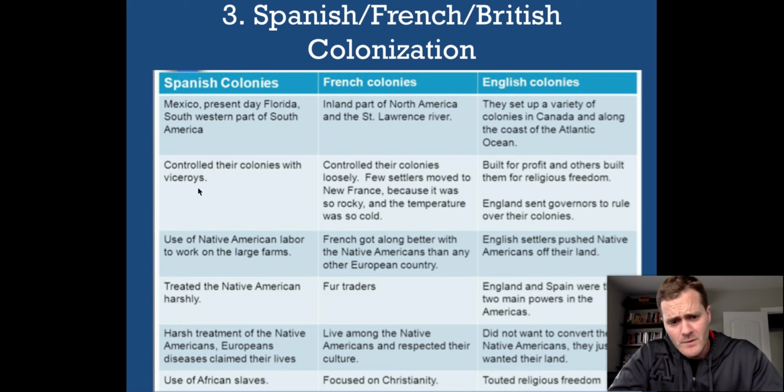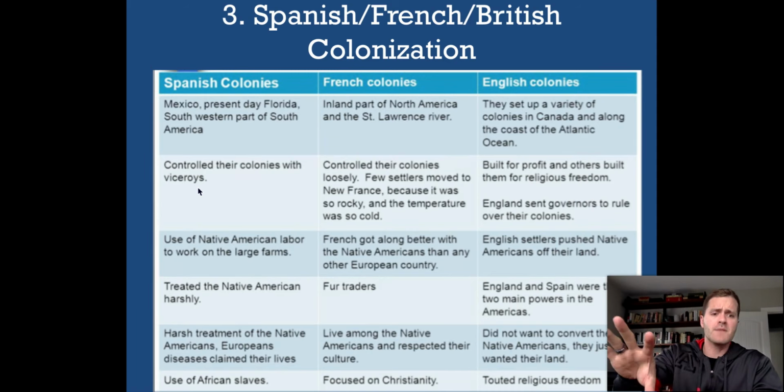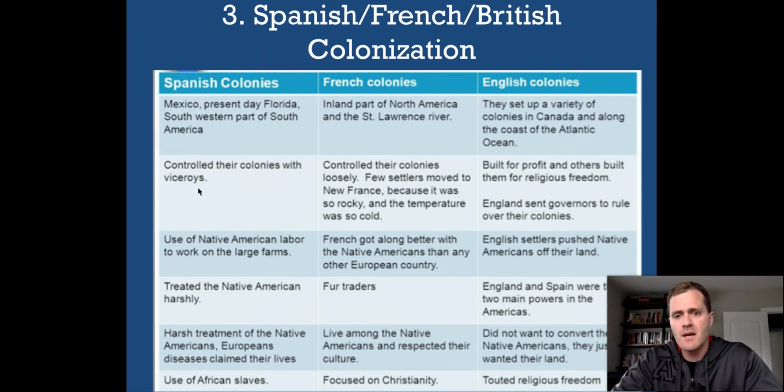Now, the French are going to have the loosest amount of control on both the native side of things and their colonization side of things. They're going to have the fewest volume of settlers. New France is going to be that area of North America I just showed you, in northwestern Canada through the Great Lakes region. It's very cold. It's very rocky. The French aren't going to send a lot of people to the New World. And for that and a couple of other reasons, the French are going to have much more positive relations with the Native Americans than either of the other two countries do.